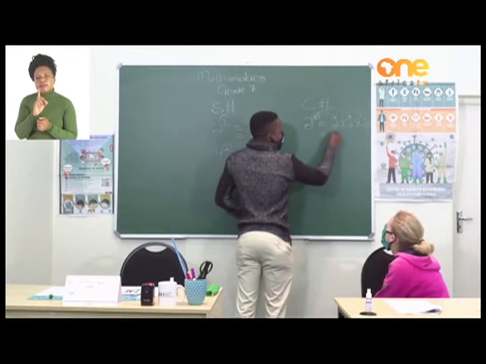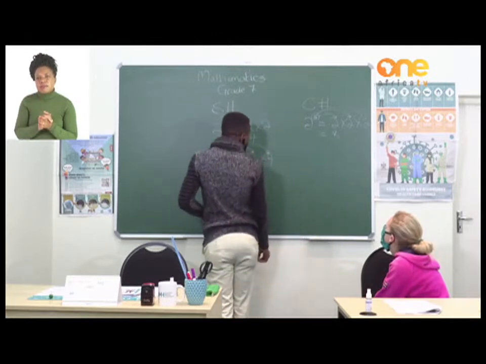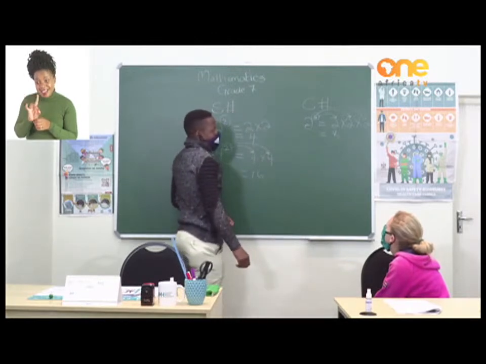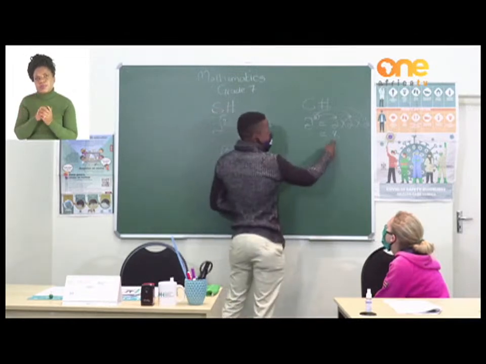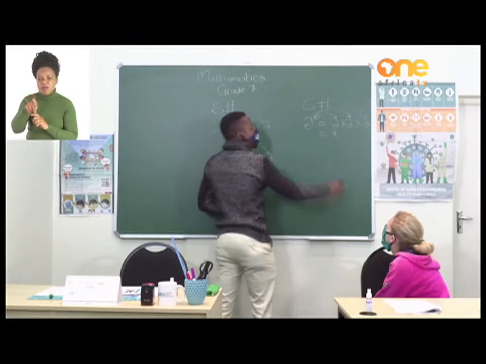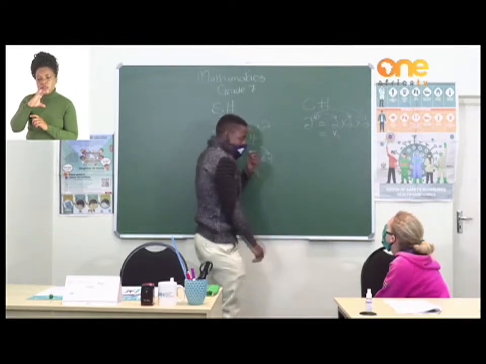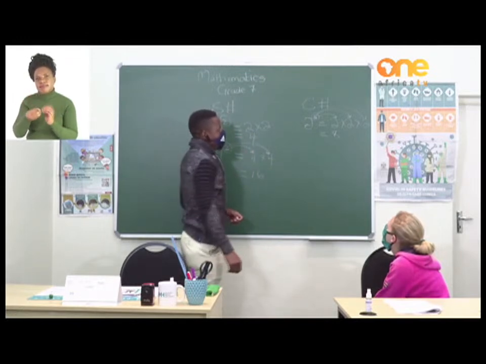So 8 tends to be a cube number. We can also say 8 is a product because it came up by multiplying numbers. And we said an answer to multiplication is called a product.